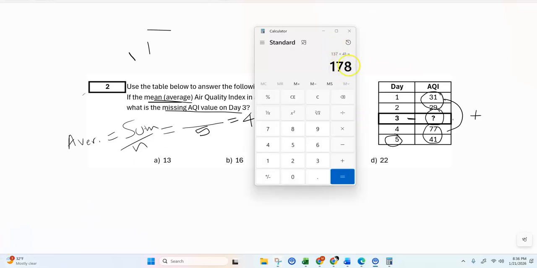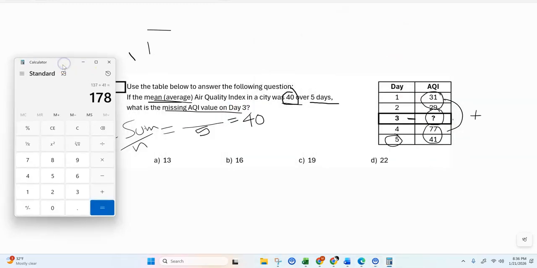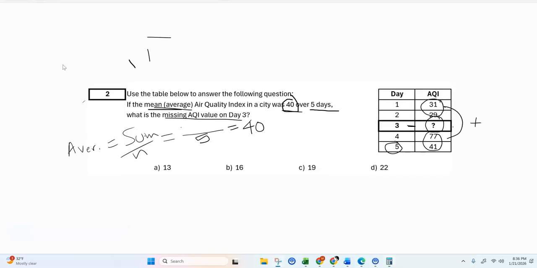Okay, so when I add those all up, these 4 numbers that we have, I get 178. I hope that's right. It doesn't show all these 4 numbers, but I got 178. So what that tells us is for the first 4, we get 178. So I could write that over here. 178. But that's for the first 4, right?